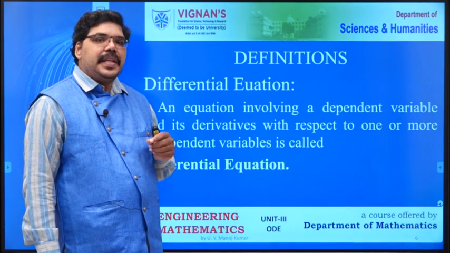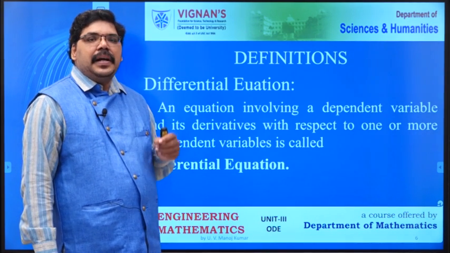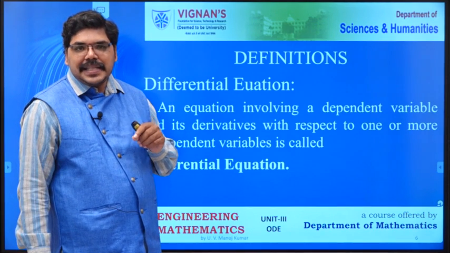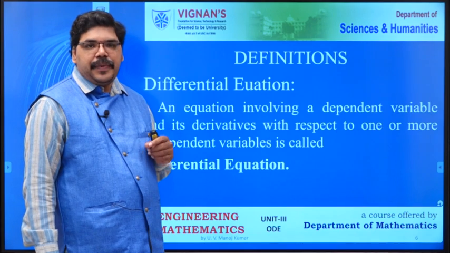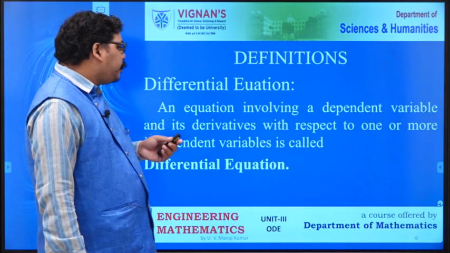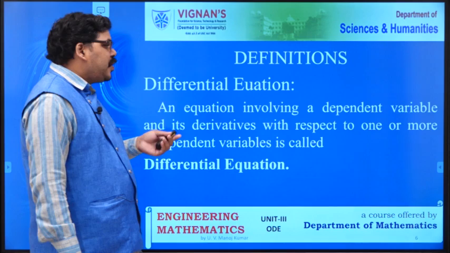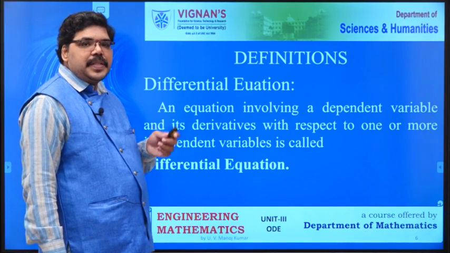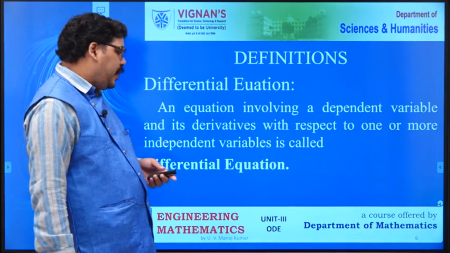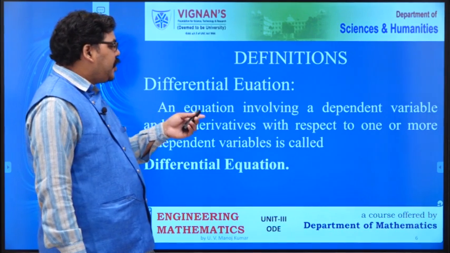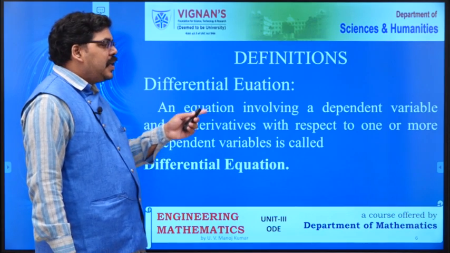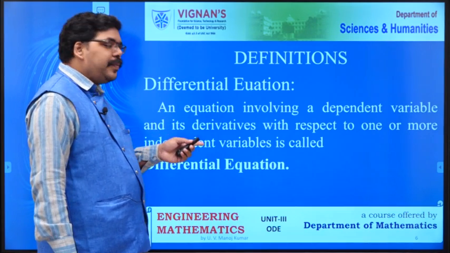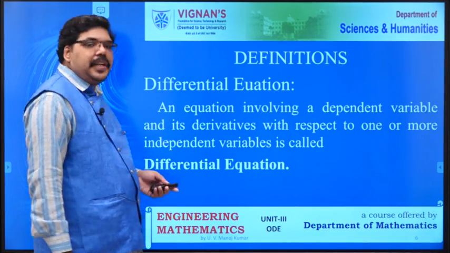A differential equation involves derivatives, which are also called differential coefficients. So, a differential equation is an equation involving derivatives of a dependent variable with respect to one or more independent variables. An equation involving a dependent variable and its derivatives with respect to one or more independent variables is called a differential equation.